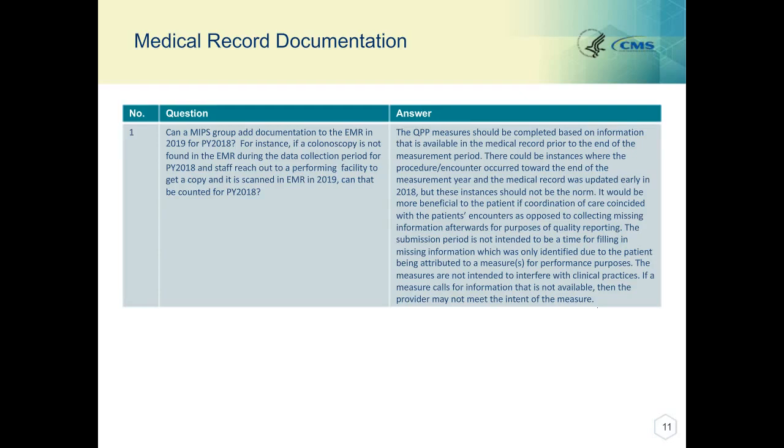It would be more beneficial to the patient if coordination of care coincided with the patient's encounters as opposed to collecting missing information afterwards for the purposes of quality reporting. The submission period is not intended to be a time for filling in missing information, which was only identified due to the patient being attributed to the measure for performance purposes. The measures are not intended to interfere with clinical practices. If a measure calls for information that is not available, then the provider may not meet the intent of the measure.